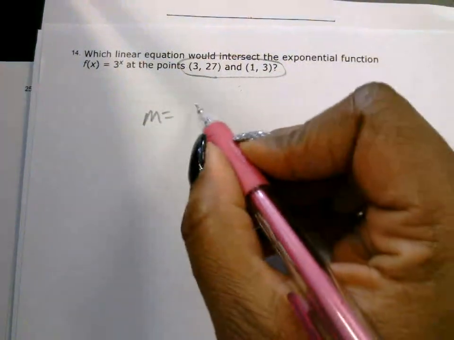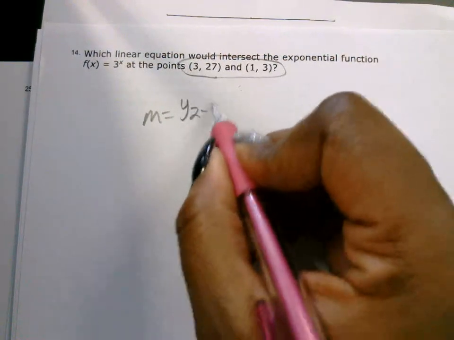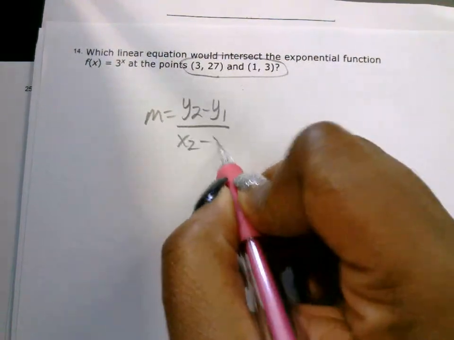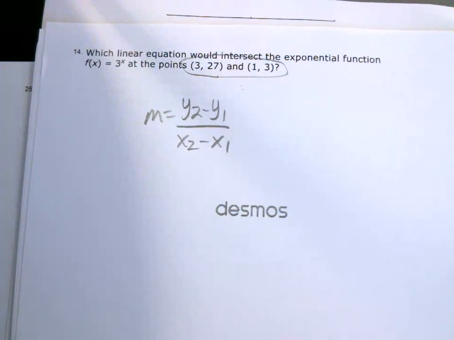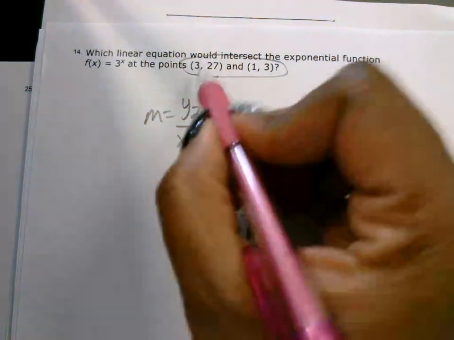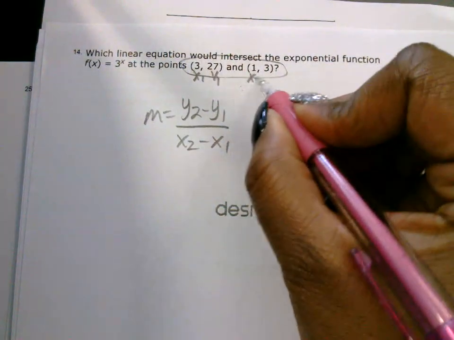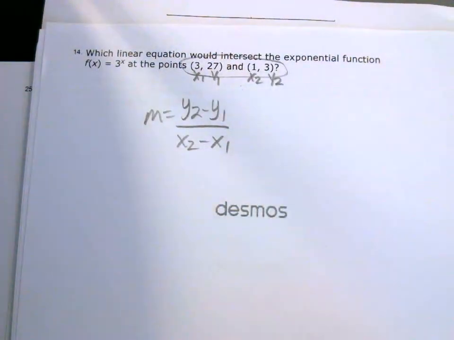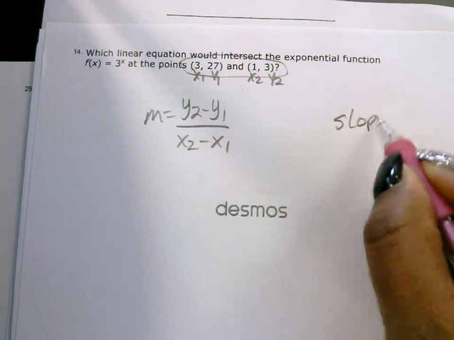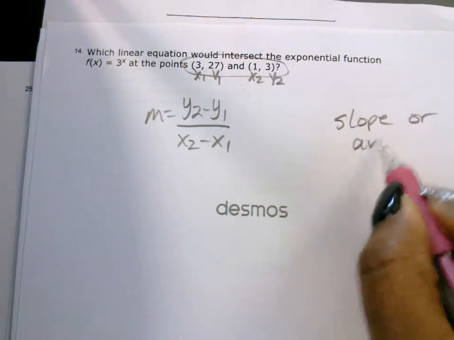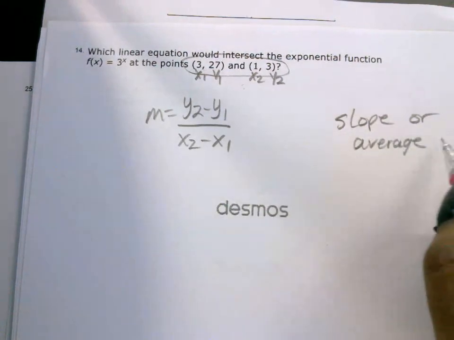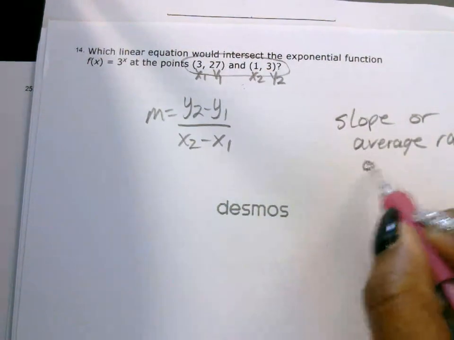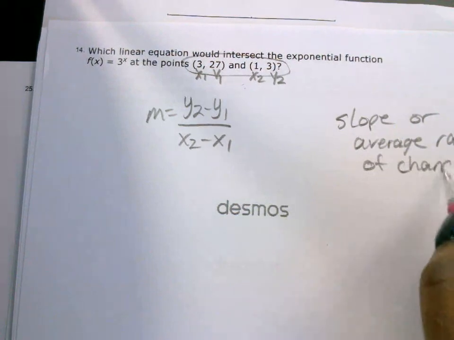So if you remember the formula for slope, if you don't remember, that's why we're writing it. It's y2 minus y1 over x2 minus x1. To calculate the slope, you label the ordered pairs. The ordered pair x1, y1 is the first point. x2, y2 is the second point. This is the slope formula or average rate of change formula, because sometimes they ask for average rate of change. You use the same formula. Okay?